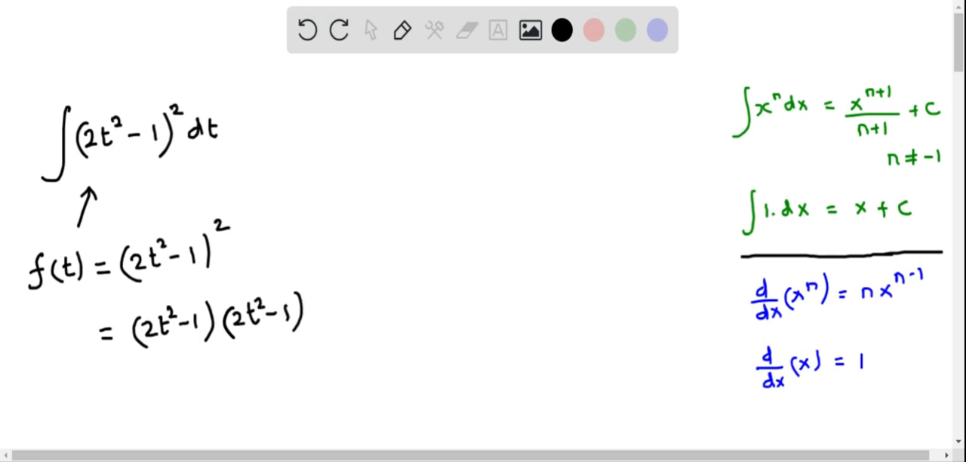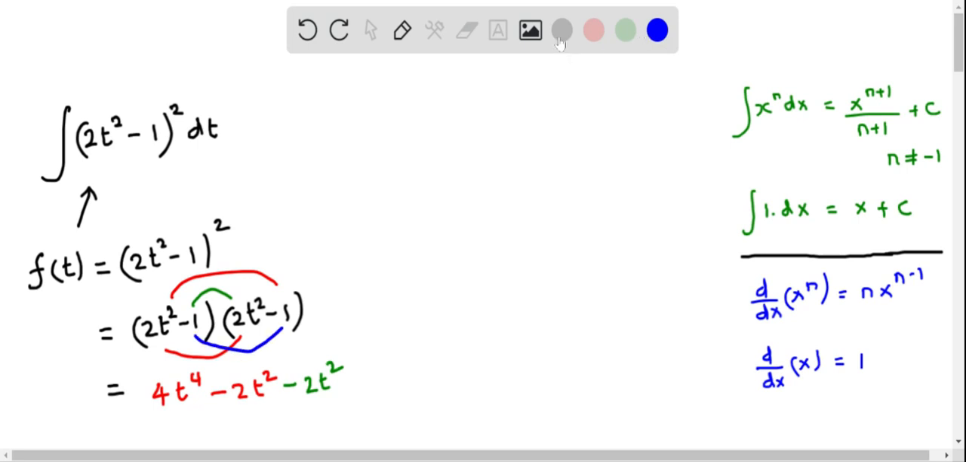So let's FOIL this out and get this simplified. I'm going to FOIL this out, which is 2t squared times 2t squared. This is equal to 4t power 4. And then I multiply the 2t squared with negative 1, which is equal to minus 2t squared. Now I multiply negative 1 with 2t squared, which is negative 2t squared. And finally I multiply negative 1 and negative 1, which is positive 1.